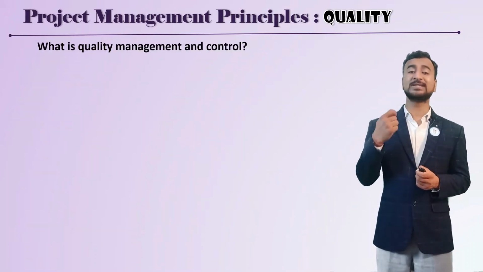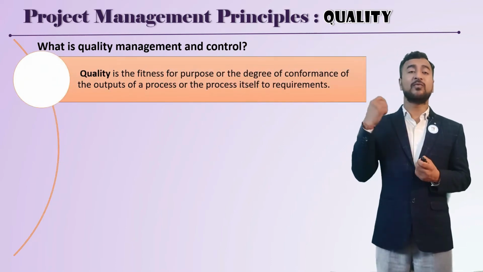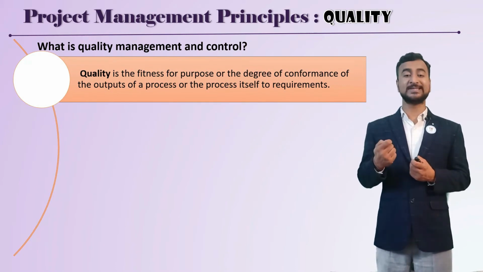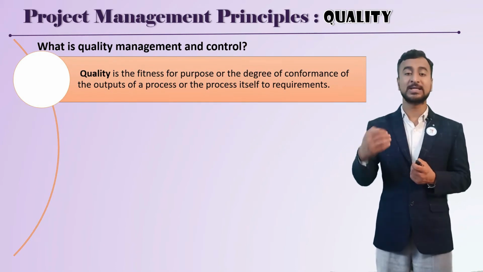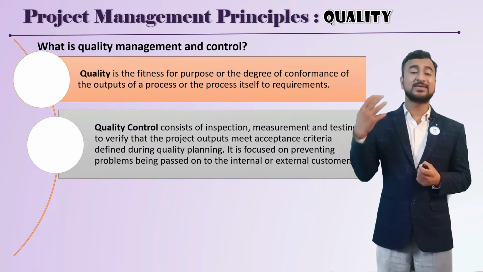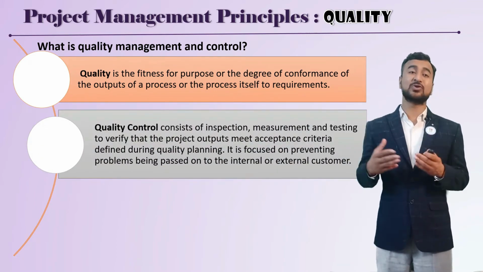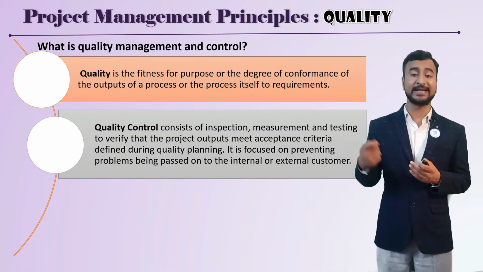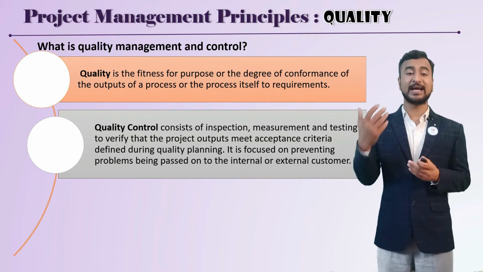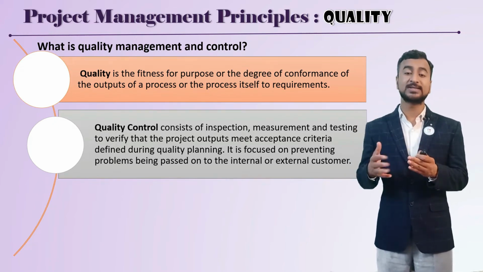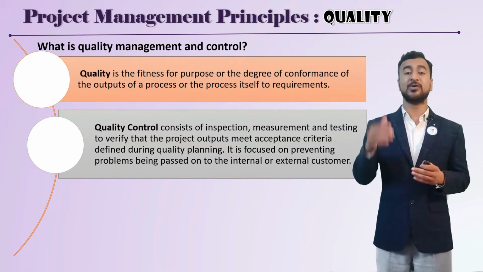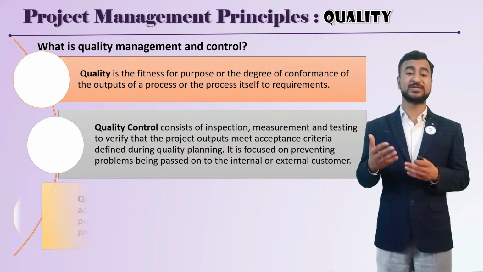Let me clarify further. What is quality management and control? First, you need to understand that quality is fitness for purpose and the degree of conformance of the output, or of the process itself, to the requirement. What is quality control? Quality control consists of inspections, measurement, testing, and verifying the project outputs or deliverables, and providing acceptance criteria. It is focused on preventing problems or errors from passing on to your customer. You can prevent them at the execution level itself.